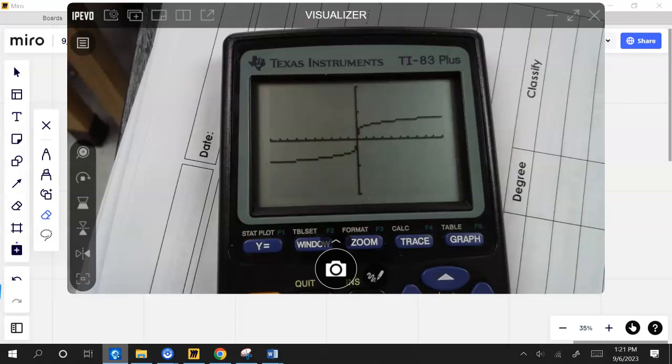How about symmetry? It's odd because it's an odd base root, right? Discontinuities? None. End behavior? That's right. How about the other end? That's exactly right.